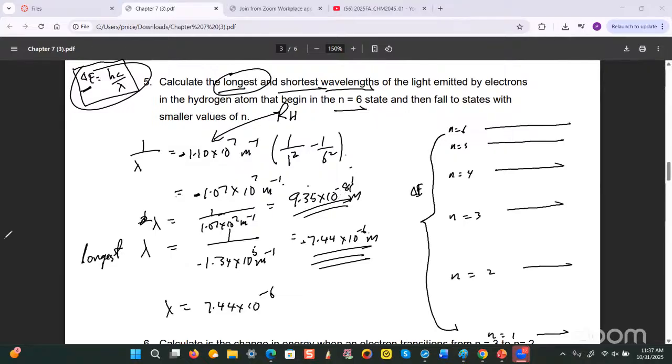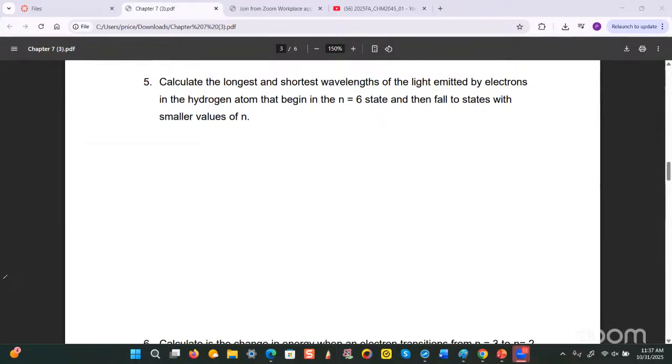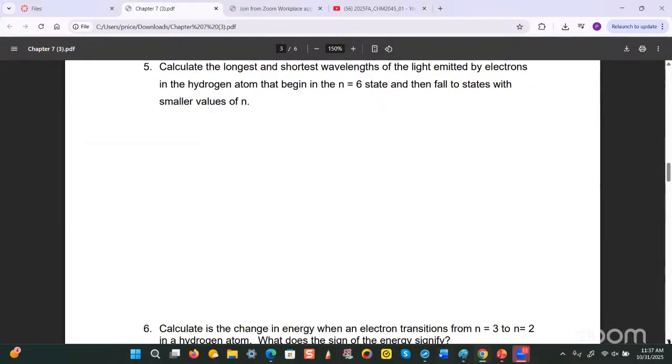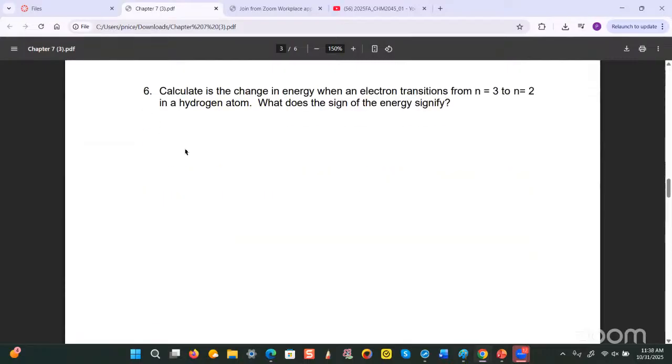Alrighty, so let me clear this and scroll down. This question says: calculate the change in energy when an electron transitions from n equals 3 to n equals 2 in a hydrogen atom, and what does the sign signify? Because the question says change in energy, this is the formula I would use: delta E equals minus RH times 1 over n2 squared minus 1 over n1 squared. And then we put the numbers in.